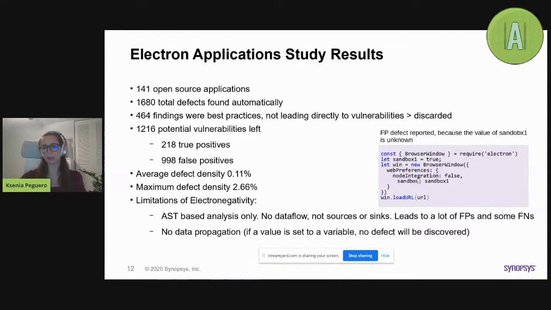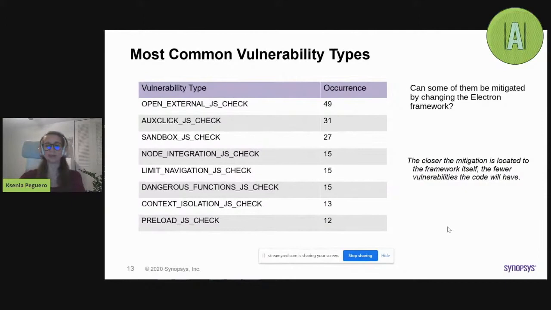And it has some settings. So if we set a sandbox setting to a variable that we defined earlier and said, sandbox 1 set to true, Electronegativity actually will not be able to identify and see what the sandbox value is set to because it doesn't do the data propagation. Obviously, it's straightforward to a human to see that it's set to true, but it will actually report a finding here because a sandbox is by default set to false. That's the default value of the sandbox. So that's why I had to do the manual analysis.